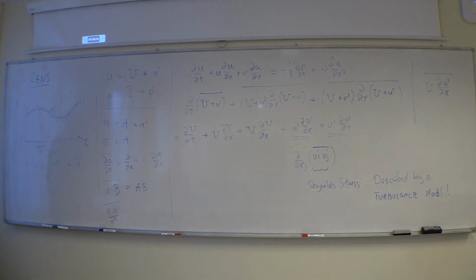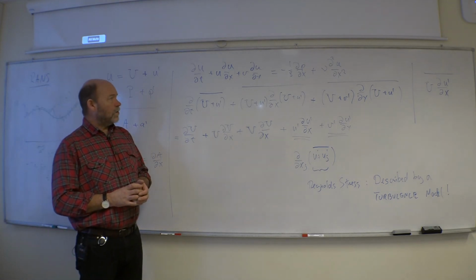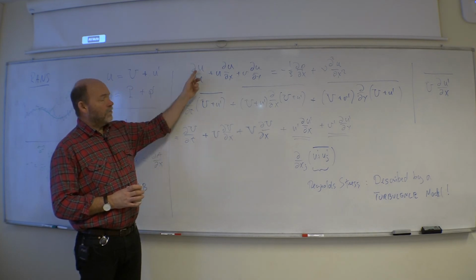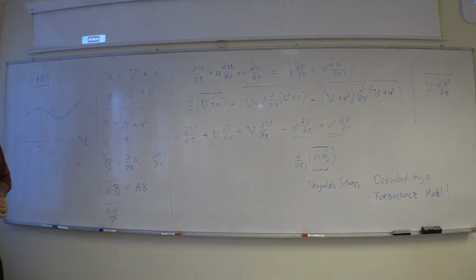You can of course do the same with continuity, but the continuity equation, well, that's not a problem at all. You will have only one velocity in each of the terms, divergence equal to 0. So there you will have an equation directly with only the mean velocities.